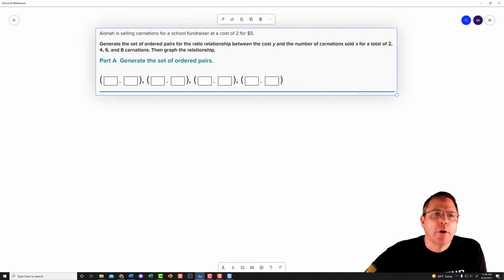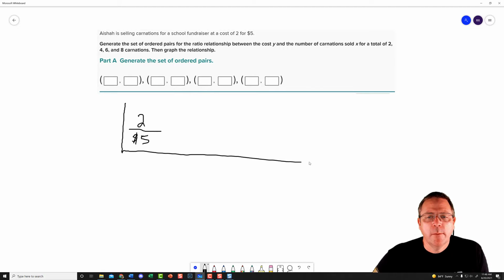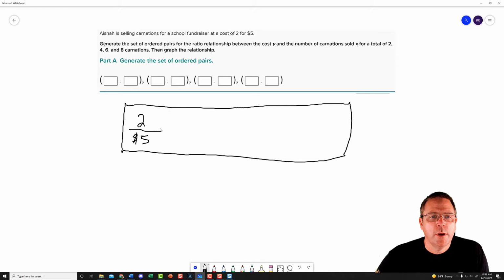So this is what our problem says. Aisha is selling carnations for a school fundraiser at a cost of 2 for $5. So right there we have our very first ratio that they gave us. You can get 2 carnations for $5. Now I'm going to use that, and I'm going to make myself a table, because a table is one of the tools we've learned that we can use.